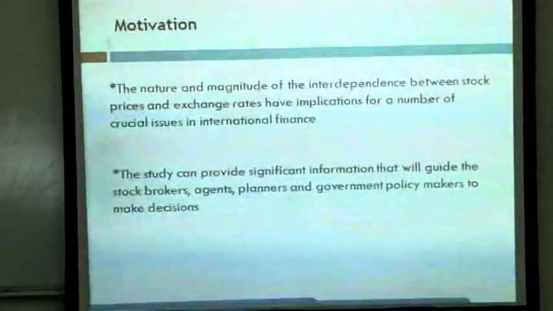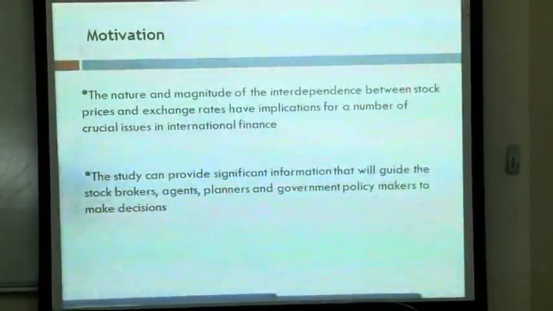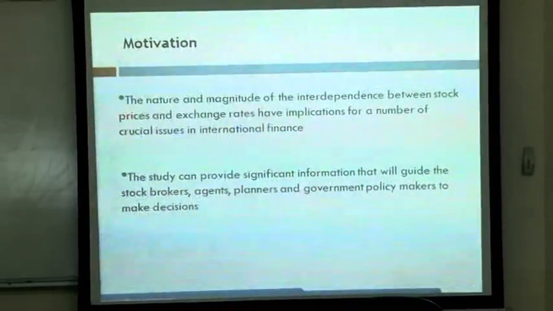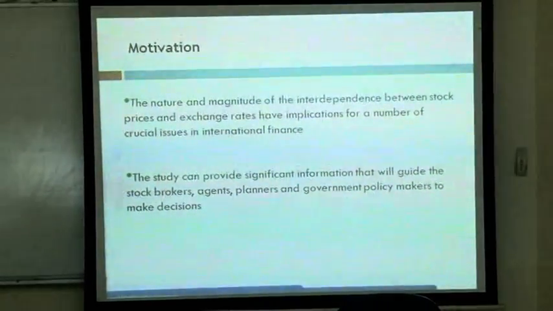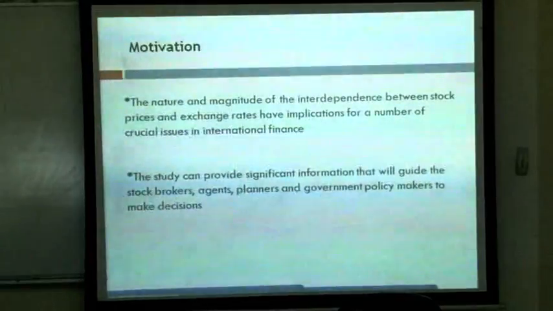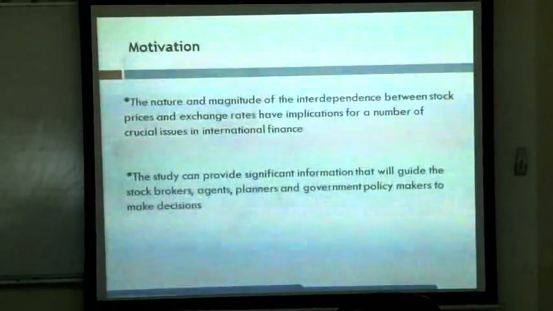The motivation behind this case study was that the interdependence between the stock prices and the exchange rates will raise a lot of crucial issues for international financial players. And the study will also help in guiding the brokers, agents, planners and government policy makers to make their decisions.